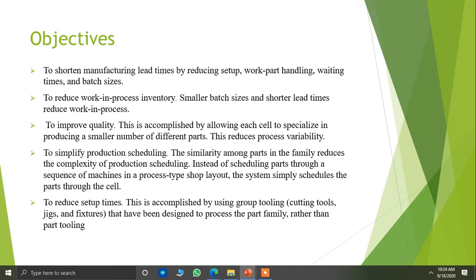The very first objective is to shorten the manufacturing lead times by reducing the setup time, which is already reduced, and your work part handling time is also reduced. Waiting time is also reduced because it's a sequential process. You can shorten the batch sizes as well, or increase them based on the requirement. But what is the biggest drawback in the very first objective?